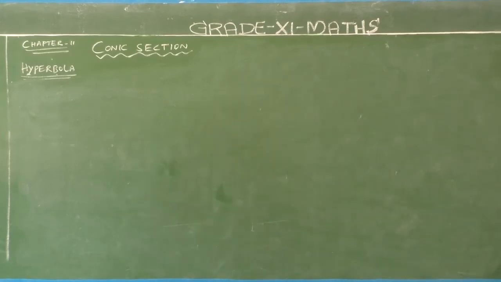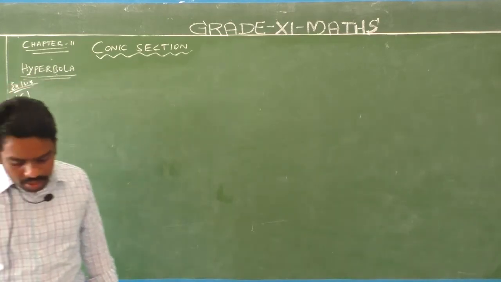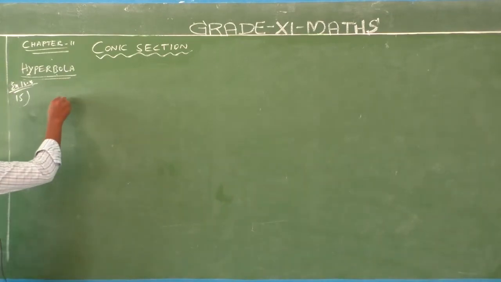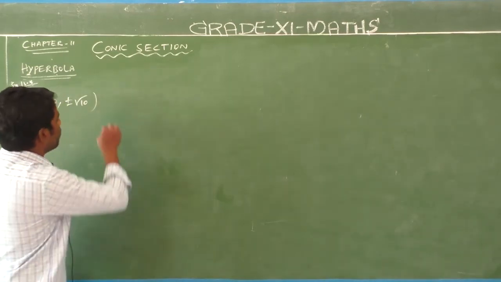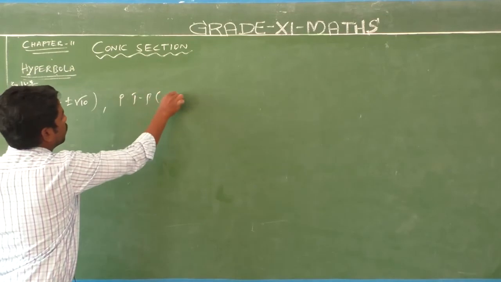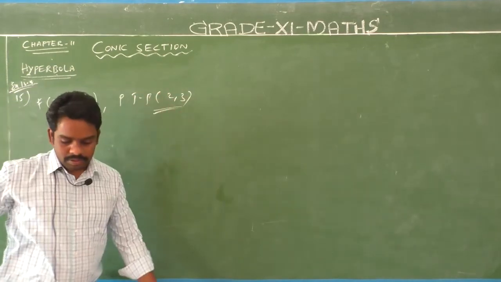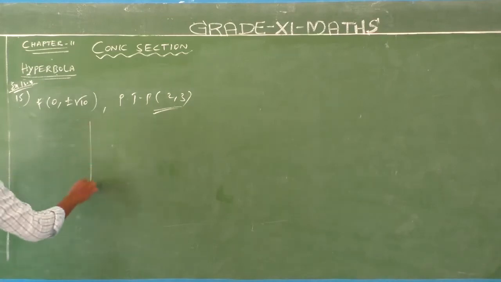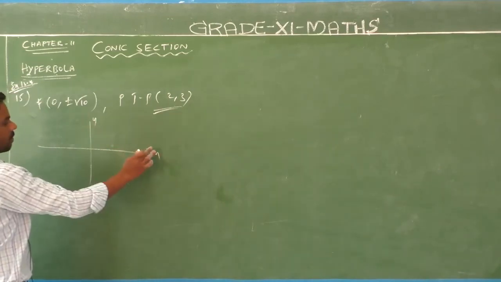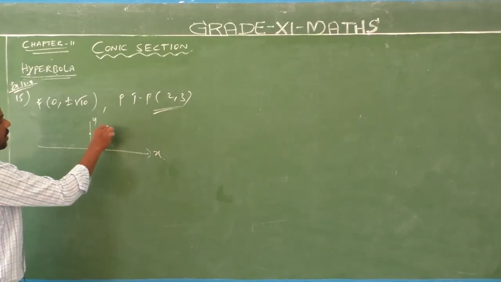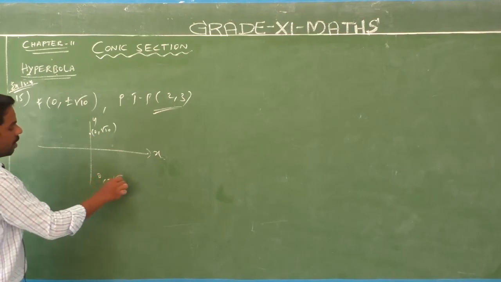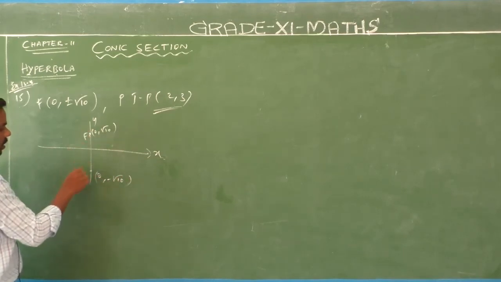Last question, exercise 11.4, question 15. The foci are (0, ±√10) and the hyperbola passes through the point (2, 3). The foci are the points (0, √10) and (0, −√10), which we call F1 and F2.